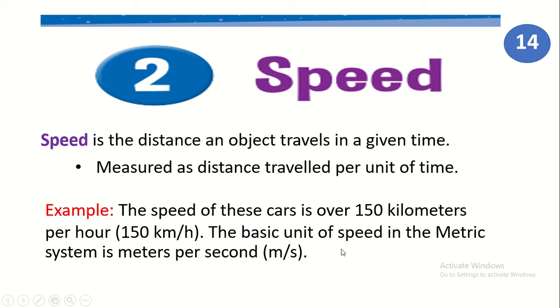The basic unit of speed in the metric system is meters per second. Look at the brackets here: m for meters, per, and then seconds.